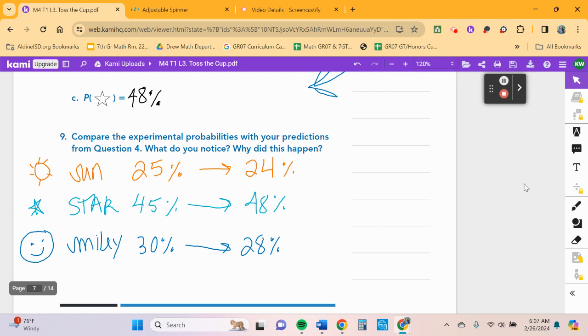Now, what I noticed is these numbers are really, really close. Are they exact? No, because we answered that question already. There is no way to exactly predict what it's going to land on. But our numbers are really close based on our educated guess or prediction, right? And the second question says, why did this happen? Now, you may have different answers, and honestly, there's no right or wrong answer as to why this happened. It's honestly all left up to chance, and that's probability.